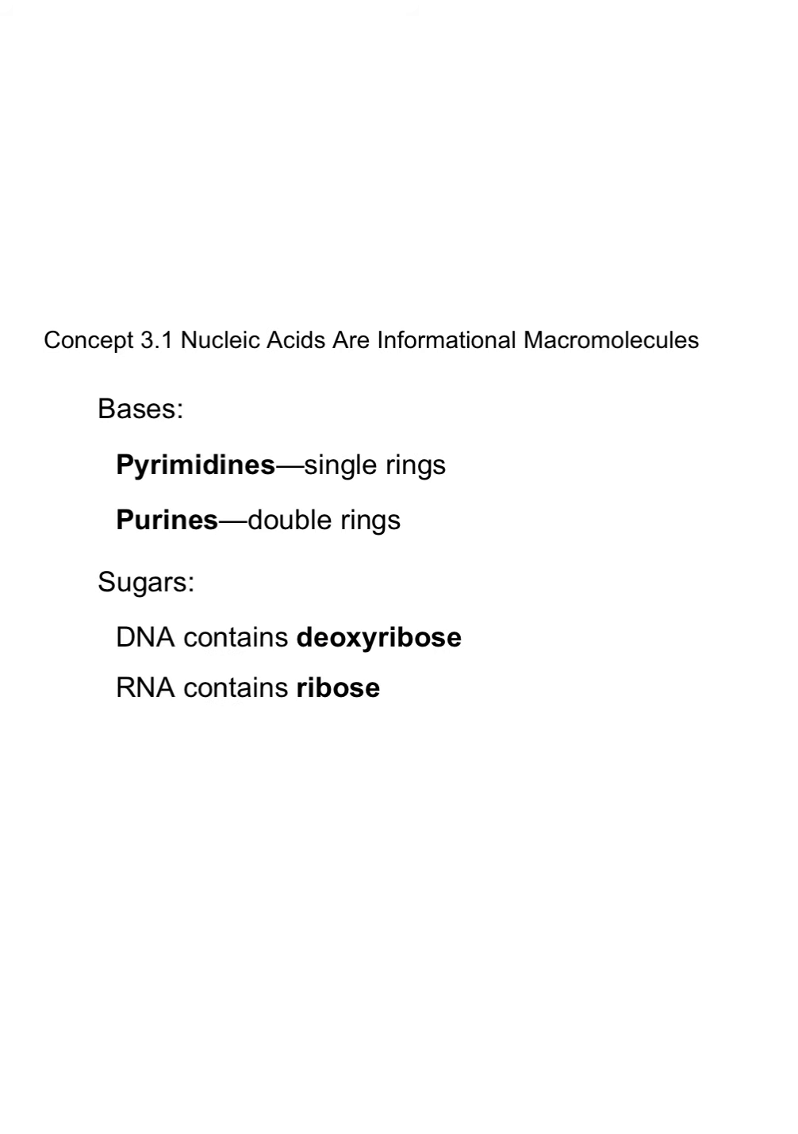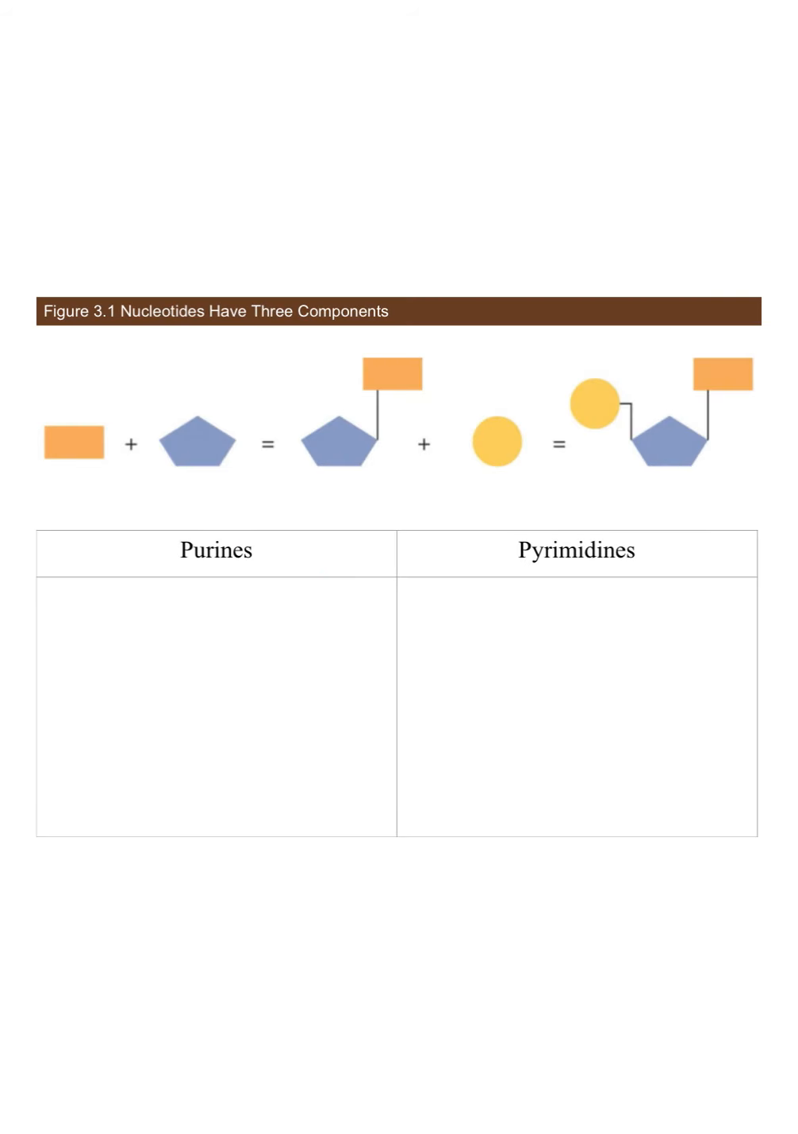Now, these nitrogenous bases can be categorized in two ways. We have pyrimidines, which have single rings, and purines, which have double rings. One of the things that differentiates DNA from RNA is the type of 5-carbon sugar. In DNA, it's deoxyribose, and in RNA, it's ribose. And just like the name of these sugars implies, the difference between them is the lack of or the presence of an oxygen.